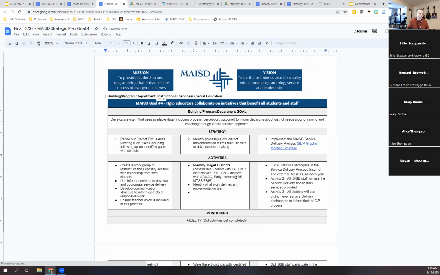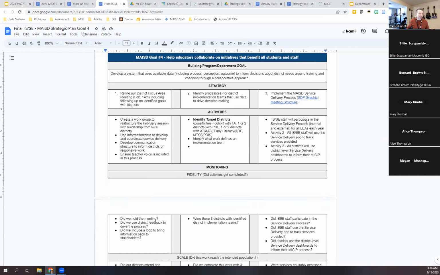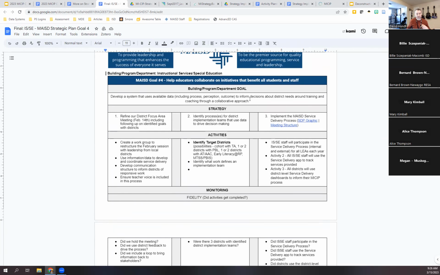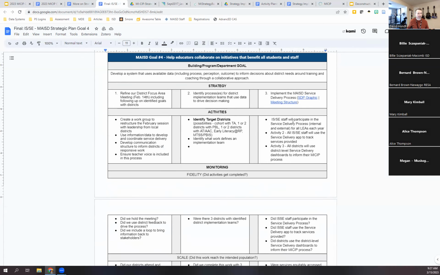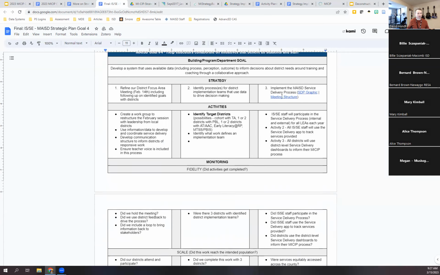So our ISD goal was to help educators collaborate on initiatives that benefit students and staff. And then our department, I'm in the instructional services and special education department, said that in order to meet that goal, we wanted to develop a system that uses data to inform decisions about district needs around training and coaching. And so one of the areas that I'm specifically working on is number 3, which is our MAISD service delivery process. And so that is the strategy that we're putting into place.